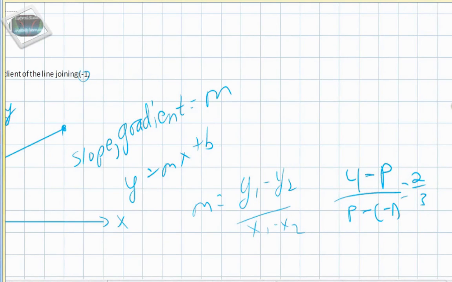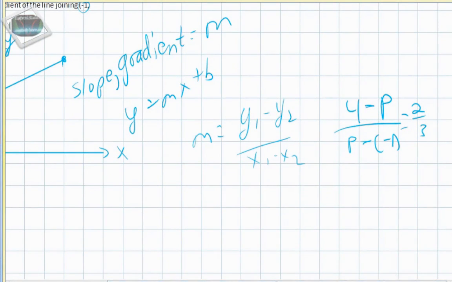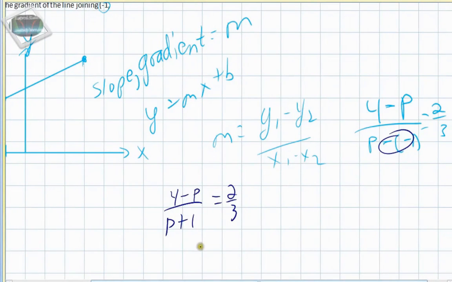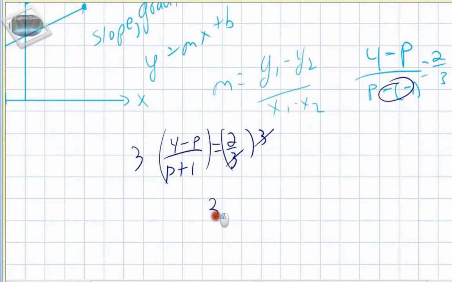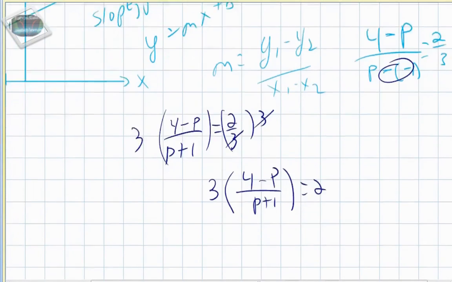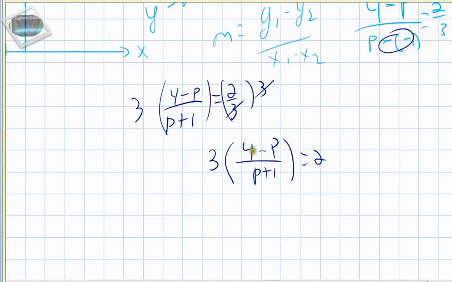Okay. So now we're just going to solve for p. There are a number of different ways you can do this, but essentially you just want to simplify, and I'm going to switch colors because I'm bored of this one. So here we have 4 minus p over p plus 1 is equal to 2/3. I simplified this part. And then I'm going to multiply both sides by 3. So I'm going to say times 3, times 3. Okay? So now we have 3 times 4 minus p over p plus 1 is equal to 2. And then I'm going to distribute my 3. I just distributed over the top, so it's going to be 12 minus 3p over p plus 1 is equal to 2. And then I'm going to multiply both sides by p plus 1.